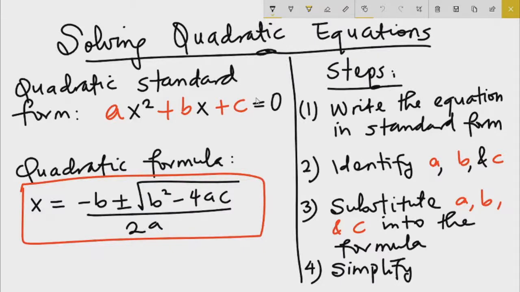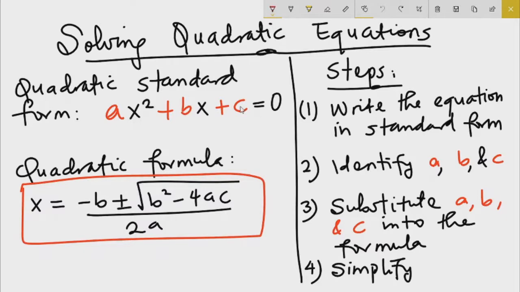Today, I will discuss how to solve the quadratic equation using the quadratic formula. The quadratic equation in standard form is written in the form of ax squared plus bx plus c equals 0. In order to be able to use the quadratic formula, your quadratic equation must be written in the standard form. So that's the first step.